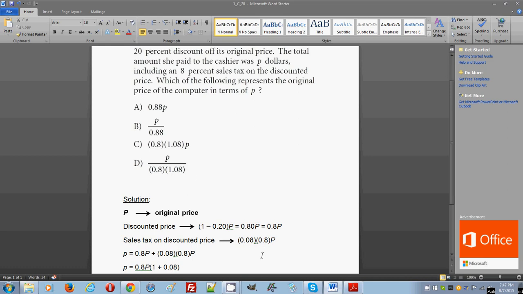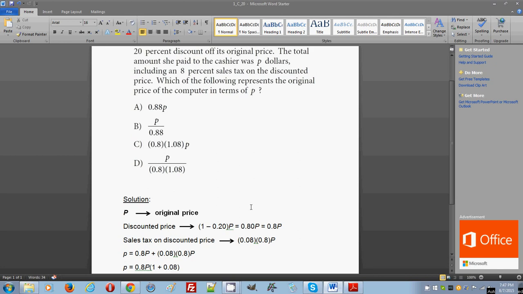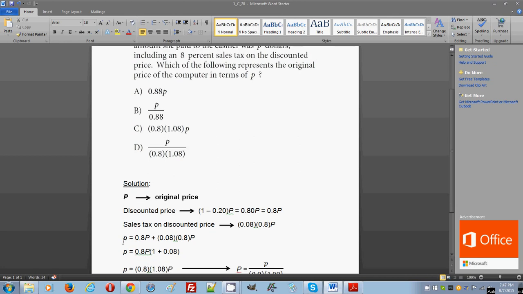the P dollars, the total that Alma pays to the store, the laptop computer store, is going to be expressed as the discounted price, 0.8P, plus the sales tax collected off of the discounted price. Right? So two components must be summed up to produce the small p, which is the amount that Alma pays to the laptop computer store. Okay?